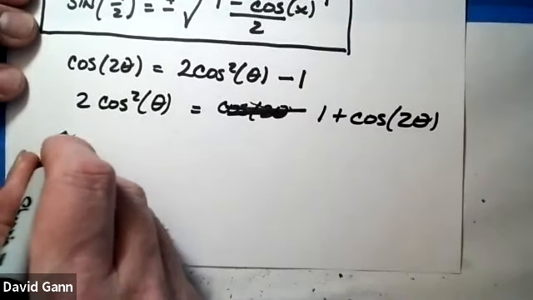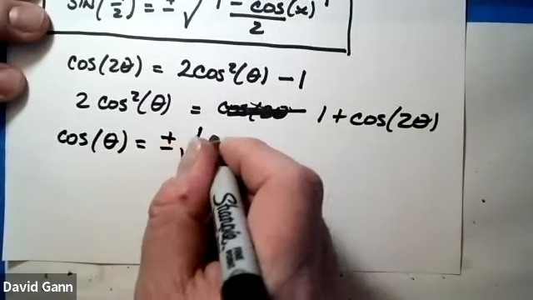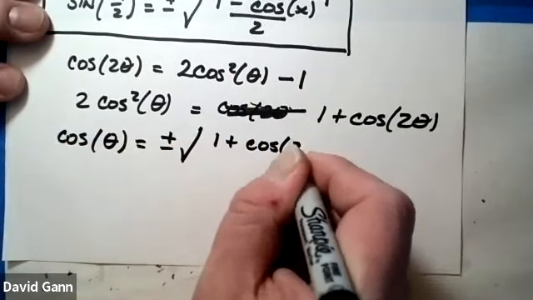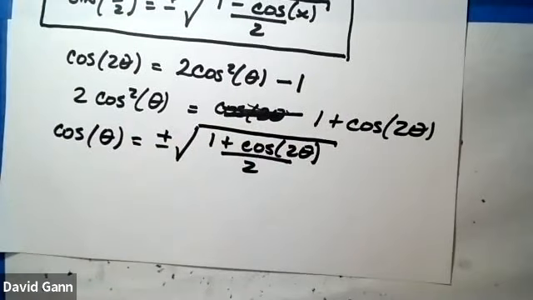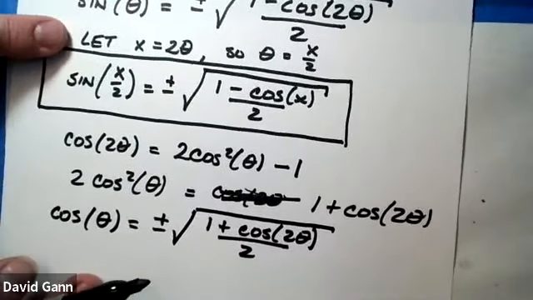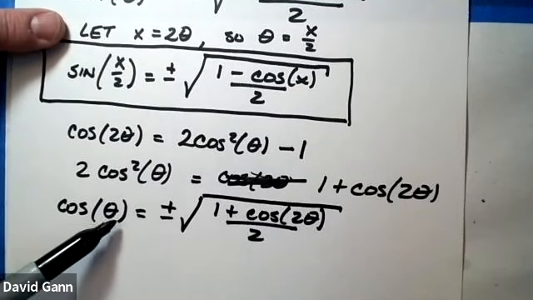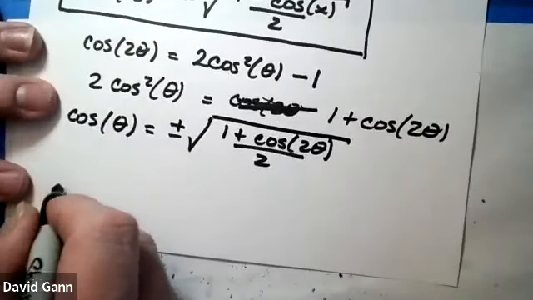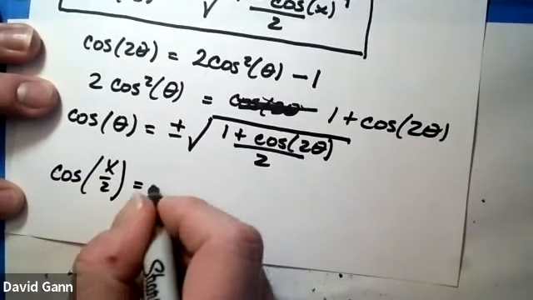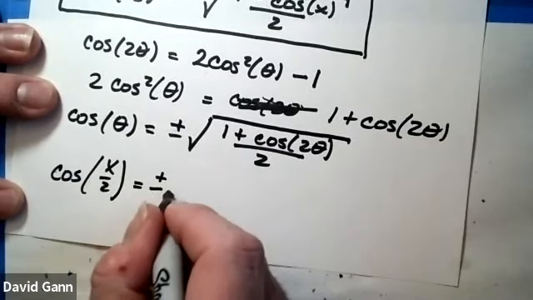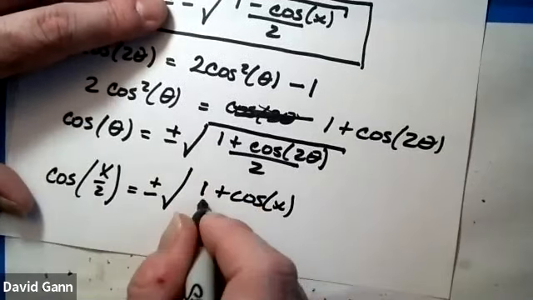So cosine of theta is equal to plus or minus the square root of 1 plus cosine of 2 theta over 2. And everything here is under a radical. Again, we'll make this same substitution where we replace 2 theta with x, and so theta becomes x over 2, and we end up with the half angle identity for cosine, which is cosine of the half angle is equal to plus or minus the square root of 1 plus cosine of the angle divided by 2.